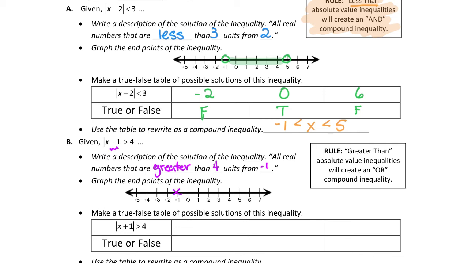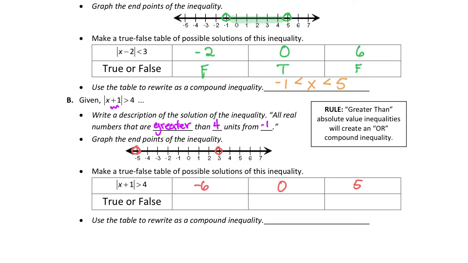So I'm going to start at -1. If I move 4 units to the right, I end up at 3. If I move 4 units to the left, I end up at -5. I need to pick my 3 values that represent the 3 areas. Even though I can't see it here, I do know that -6 is less than -5. So I'm going to use that to represent this area. Then in the middle, I can see that I've got that nice 0, so I'm going to pick it. And then on the right-hand side, I think I'll pick 5. 5 is always a nice, easy number.